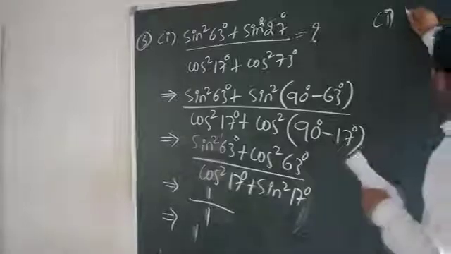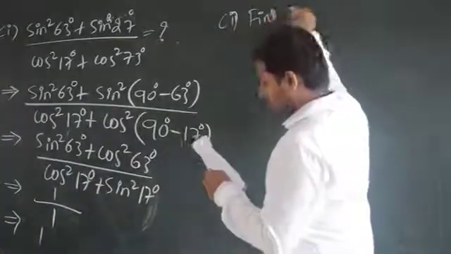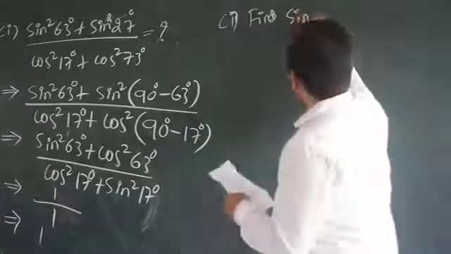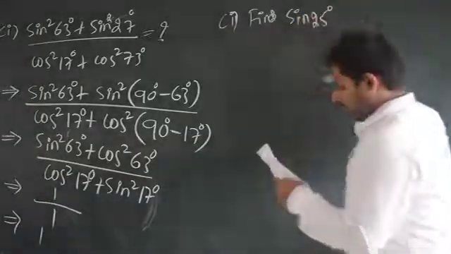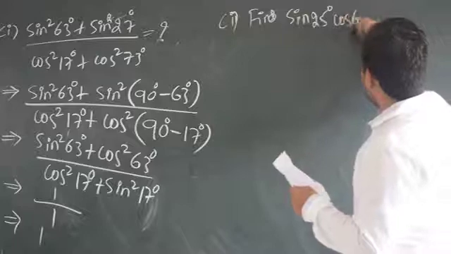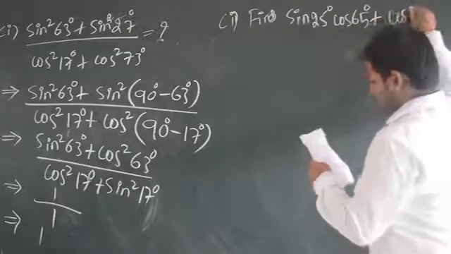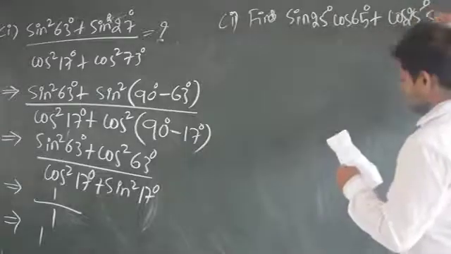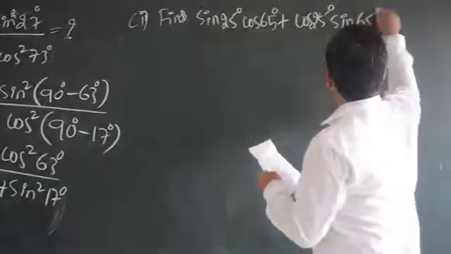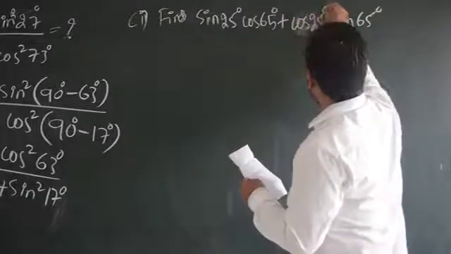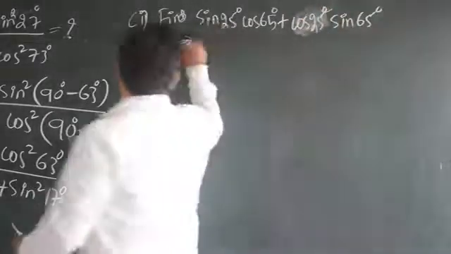What is that? Find sine 25 degree into cos 65 degree plus cos 25 degree into sine 65 degree. Okay, please solve this, try to solve this. I have solved this question also. Try to solve this question. Okay, how to do this?